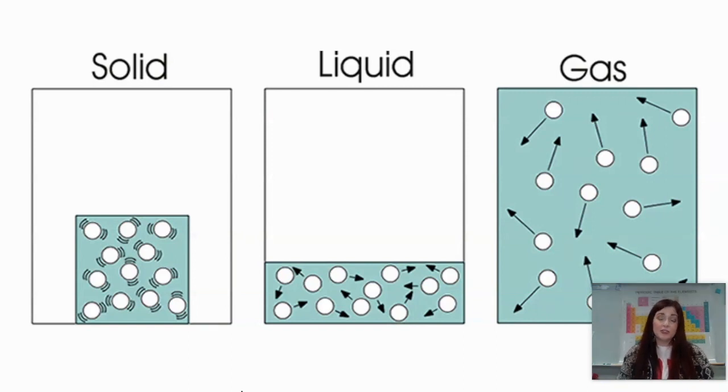Gases, on the other hand, all the way over to the right, you'll see are very far apart relative to the size of the particles themselves. They have very large arrows to show that they are moving much more quickly than the other ones. We also see that gas takes the shape of the entire container. It fills the whole thing. That's because gases like to be as far apart as possible. They will diffuse, they will move in order to take up that whole area that they're given.